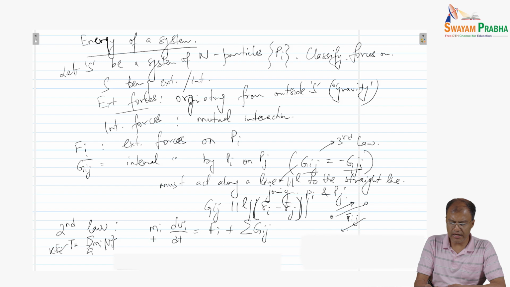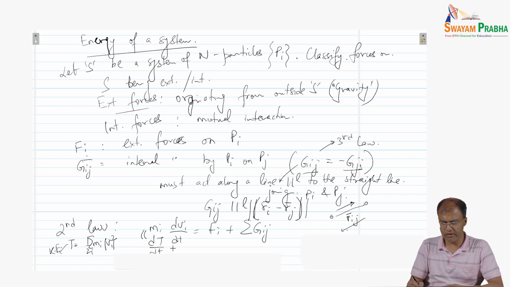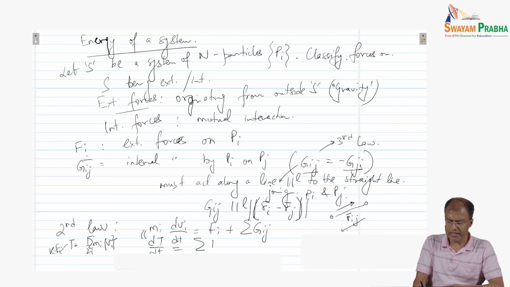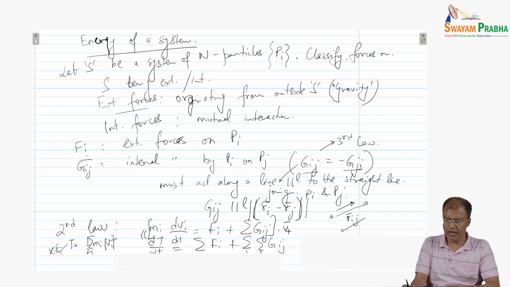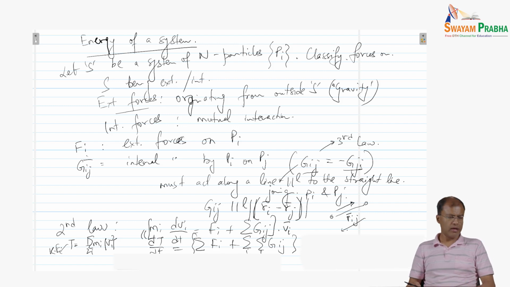If we differentiate the kinetic energy with respect to time, I see that the left hand sides are equal. So dT/dt is equal to the summation over all the external forces plus the summation over all the internal forces Gij. What I had to do was take a dot product with Vi, so this equation holds true.